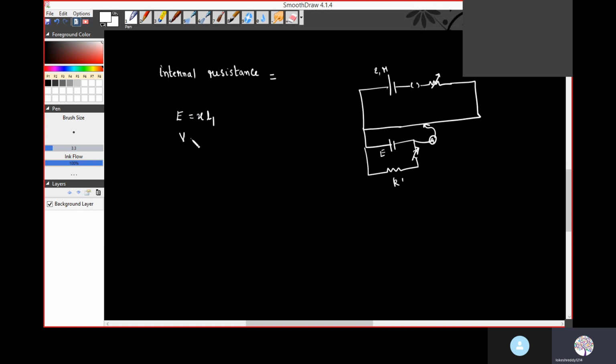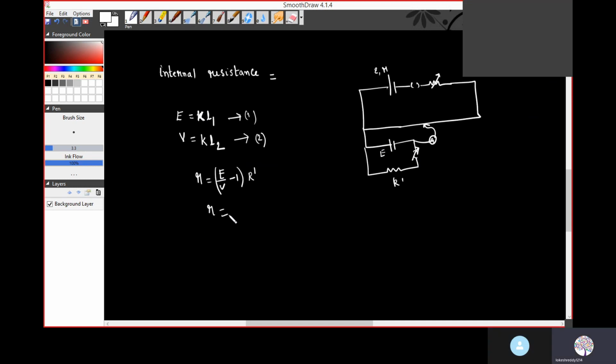So now V is equal to K, the potential gradient, into the length, which is now L2. E is equal to K L1 and V is equal to K L2. So now we use the formula for internal resistance of the battery. This is equation 1, this is equation 2. V is equal to E minus the internal drop. The internal resistance r is equal to (E by V minus 1) into R dash.